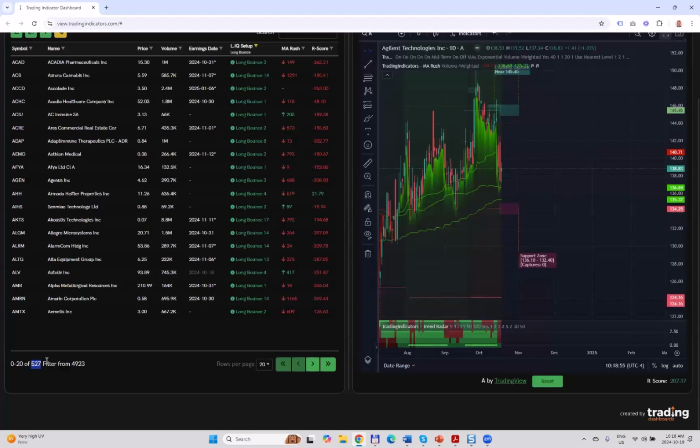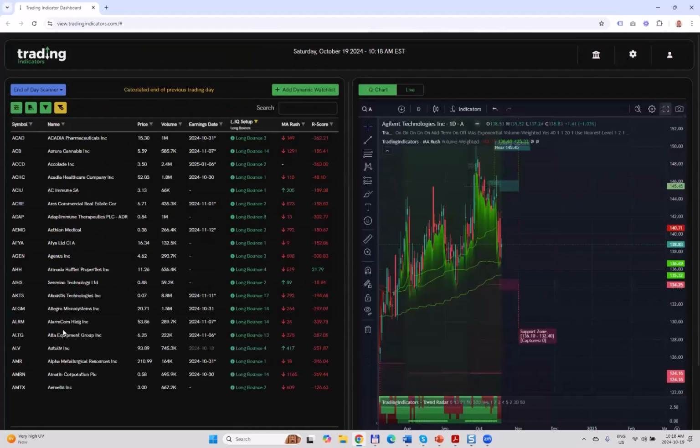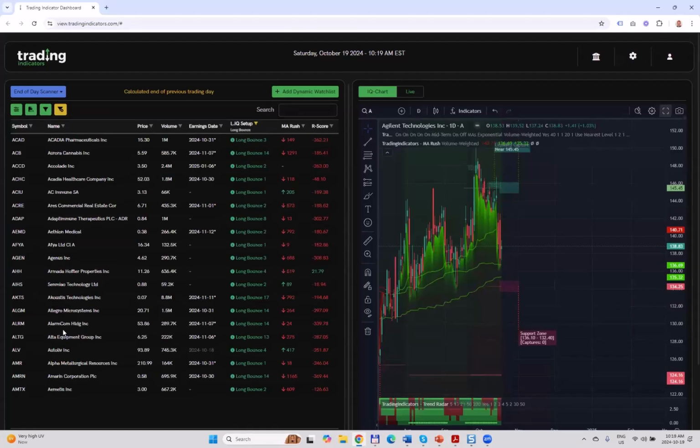Cool, that's pretty awesome. And if you are a keen observer, you may notice one difference from last week's version of the dashboard. You can see here next to the setup, and this has been added for every setup that we can scan for, a little number like 3 or 14 or 2 or 1.